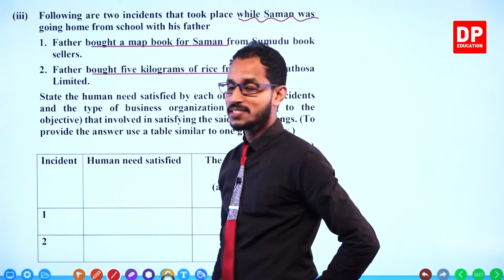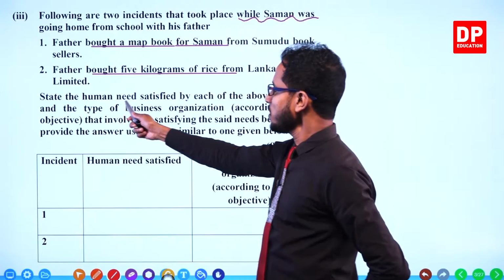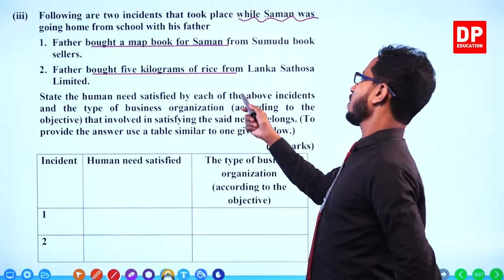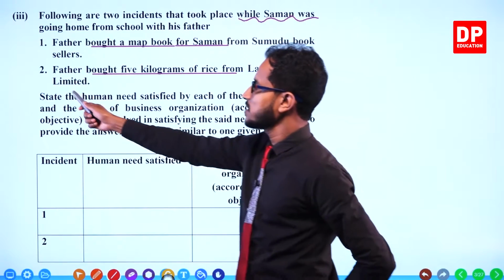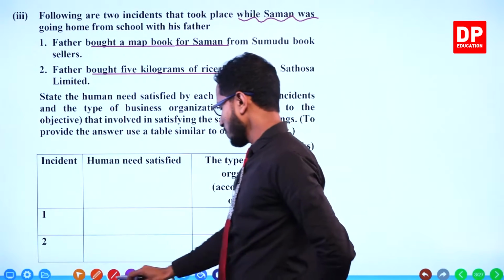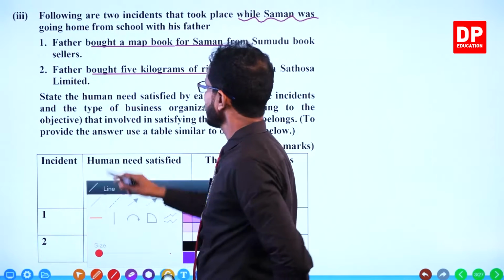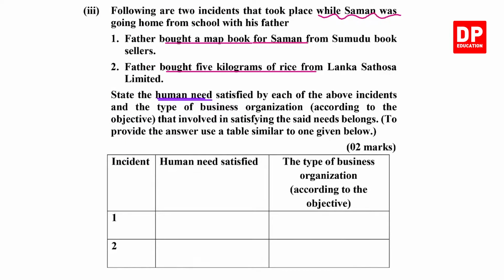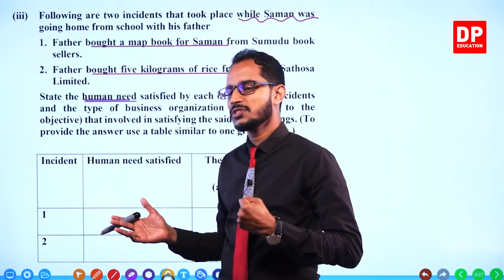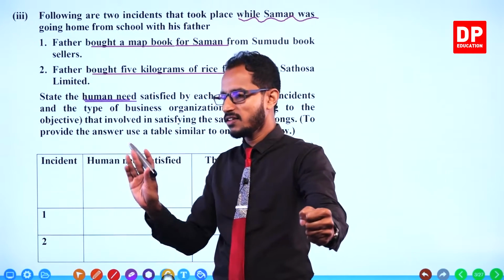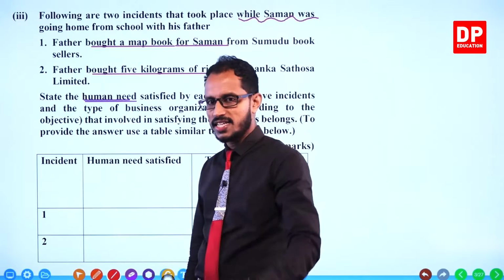Of rice. State the human need satisfied by each of the above incidents. Now they are asking about the need. Need is the basic stuff, the most basic requirements of humans that must be fulfilled. Otherwise, we can't survive. Those are needs.